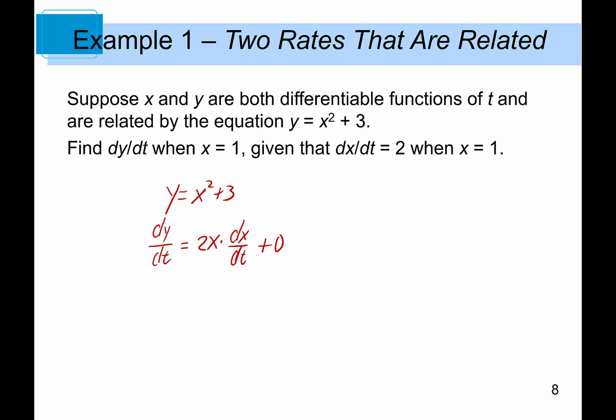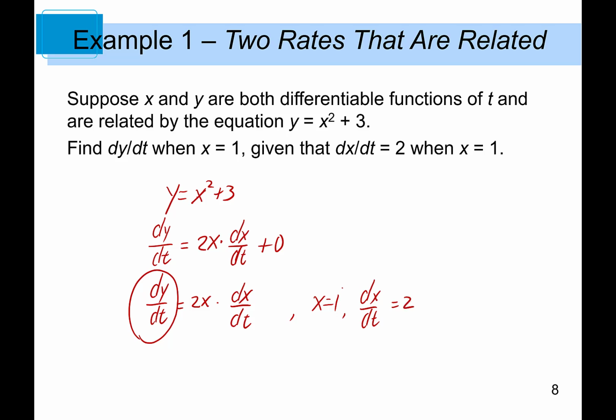Okay, so we end up with dy over dt equals 2x times dx over dt. Now, since x equals 1 and dx over dt equals 2, just replace both with the given numbers. So you get 2 times 1 times 2, which is 4. Okay, that means the change of y over time t is 4 units.